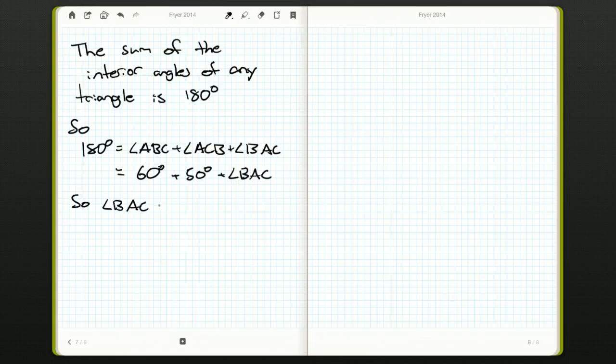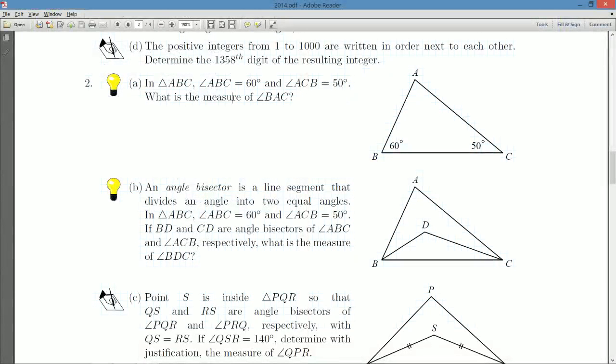And that means BAC is going to be 180 degrees minus 60 degrees minus 50 degrees. Well, that's just 180 degrees minus 110 degrees. That's going to be 70 degrees. And that should be our final answer. Exactly.